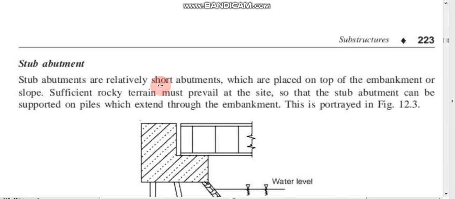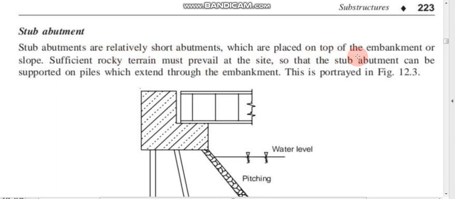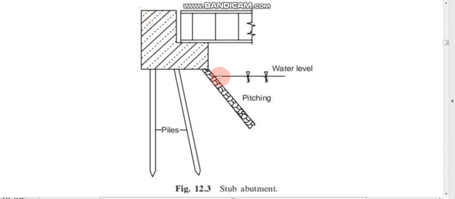Third type of abutment is stub abutment. They are relatively short abutments which are placed on the top of the embankment or slope. Sufficiently rocky terrain must prevail at the site so that the stub abutments can be supported on the piles which extend through the embankment. So this is the figure.